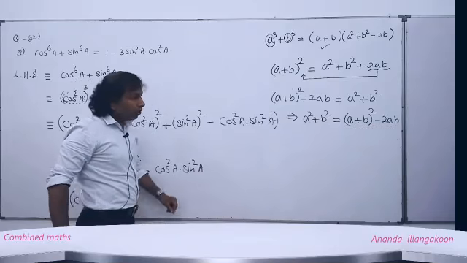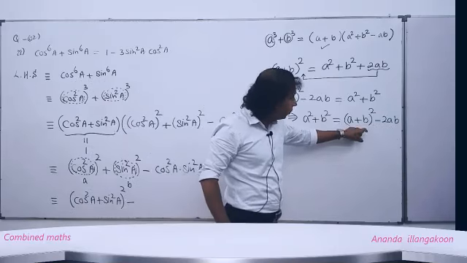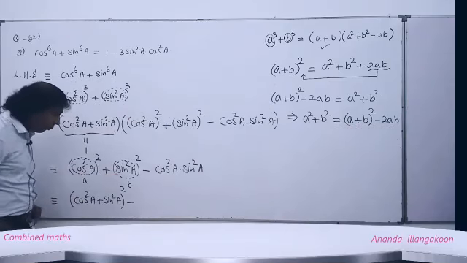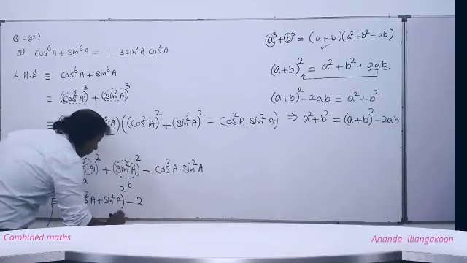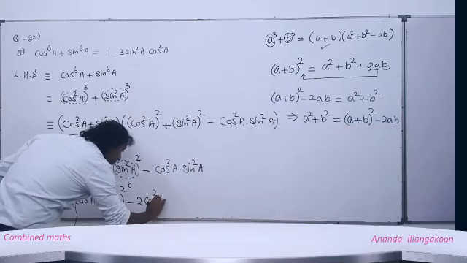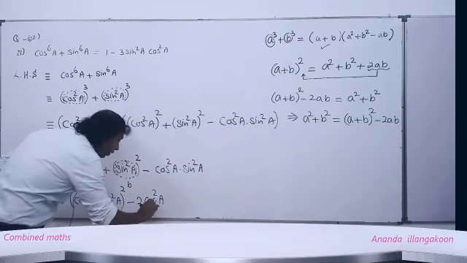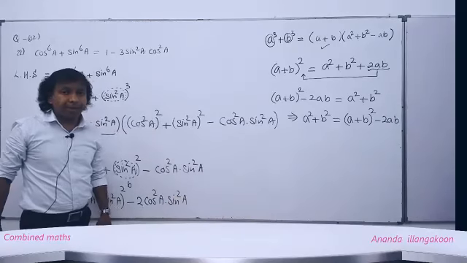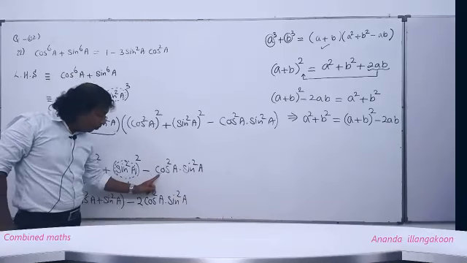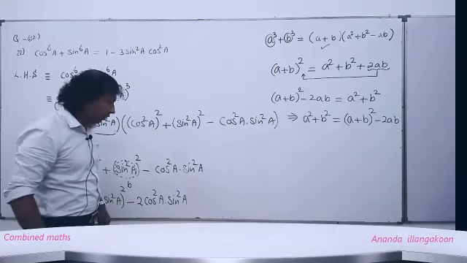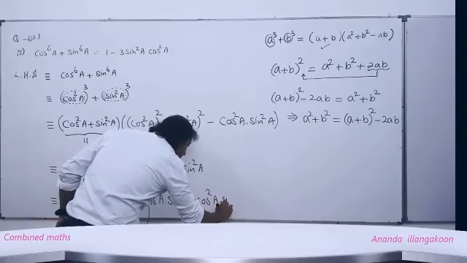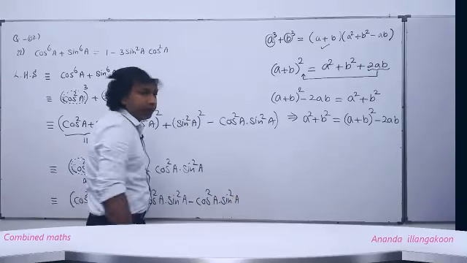That ab means what, people? This and this, no? Here, this and this. 2 times what? Cos square d into sin square d. Okay? Right. And now this one we have there. What is that? Minus cos square d into sin square d. Okay, no, people?